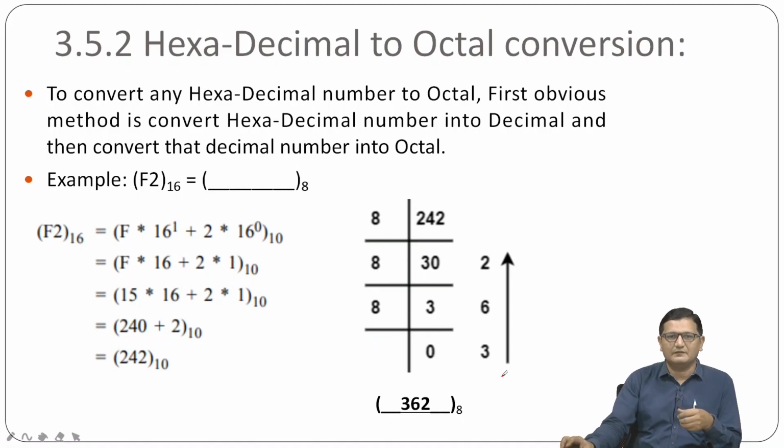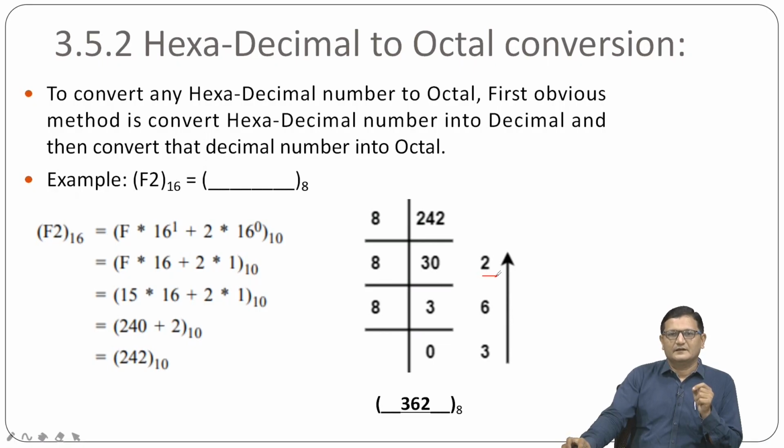Now once you have the decimal number, you just need to divide that decimal number by 8 and collect all the remainders. We know how to convert a decimal number to octal. So F2 is represented as the decimal number 242, and now we want to convert that into octal. We divide 242 by 8 and get 30, but 30 into 8 is 240, so 2 is the remainder.